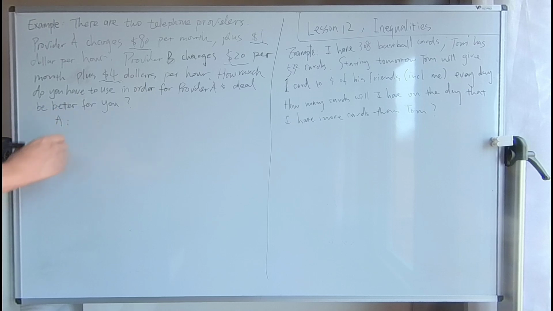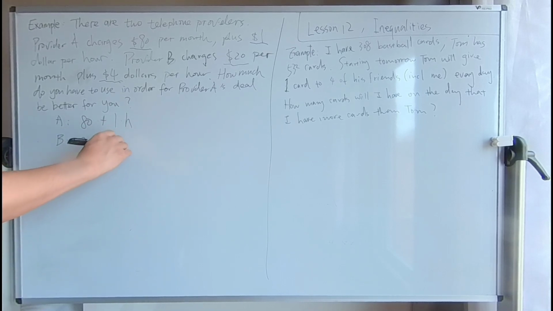Provider A, $80 basic fee plus $1 per hour. Basically, if I'm using 1 hour this month, I'll be charged $1. If I use 10 hours this month, I'll be charged 1 times 10, which is $10. So that's plan A, or provider A. Now, provider B's plan is a $20 basic charge and 4 times the number of hours you're using as the total cost.